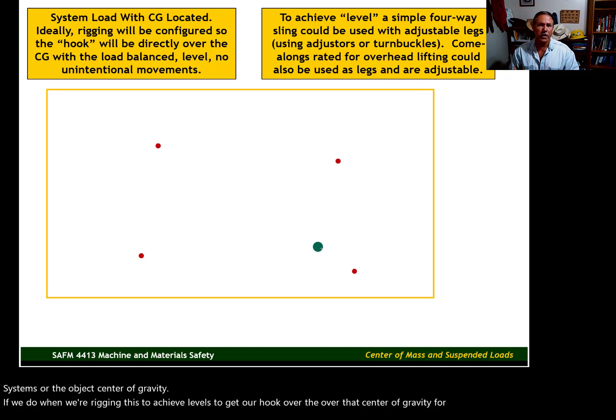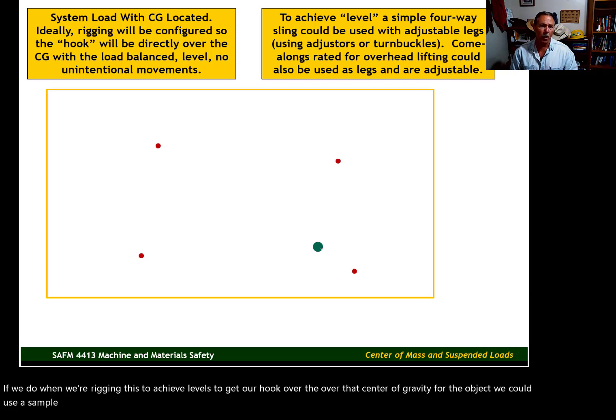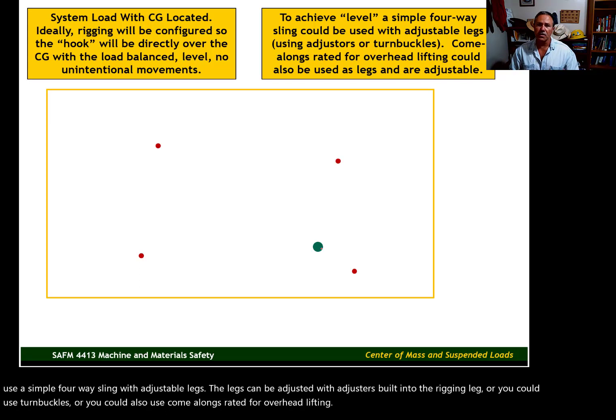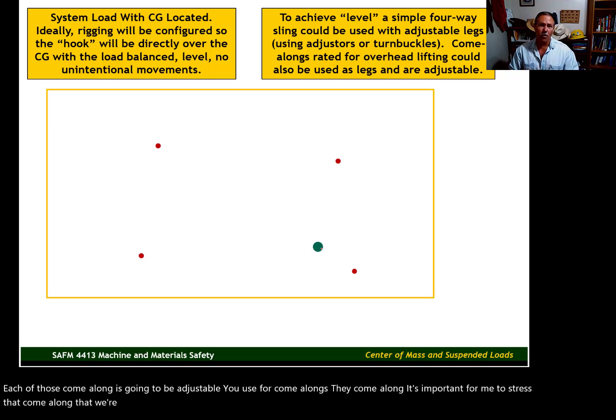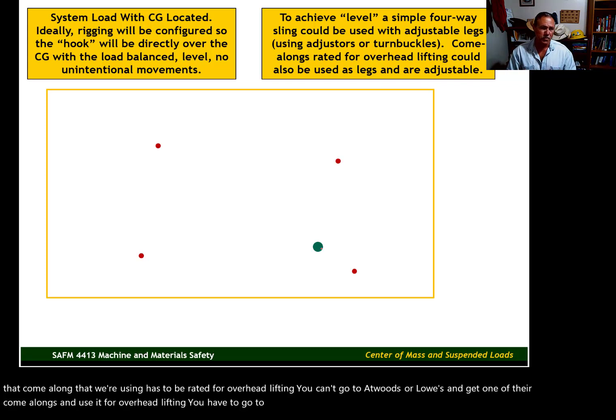When we're rigging this to achieve level, to get our hook over that center of gravity for the object, we could use a simple 4-way sling with adjustable legs. The legs can be adjusted with adjusters built into the rigging leg, or you could use turnbuckles, or you could also use come-alongs rated for overhead lifting. Each of those come-alongs is going to be adjustable. You use 4 come-alongs. It's important for me to stress, the come-along that we're using has to be rated for overhead lifting. You can't go to Atwood's or Lowe's and get one of their come-alongs and use it for overhead lifting. You have to go to Bishop Lifting or Industrial Splicing and get the right equipment for this type of operation.